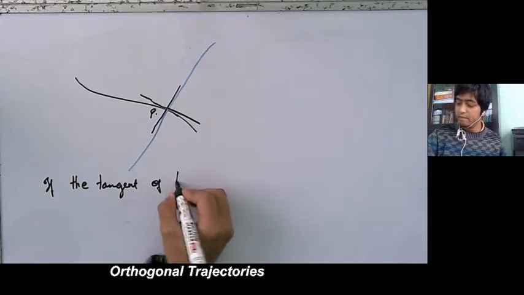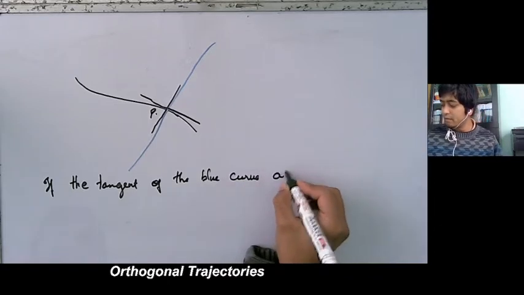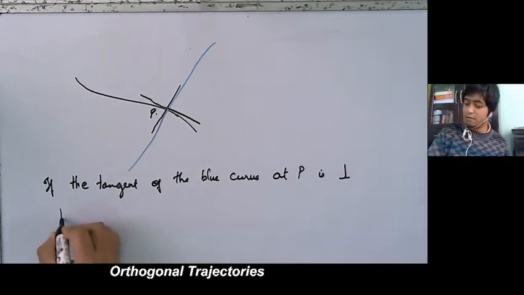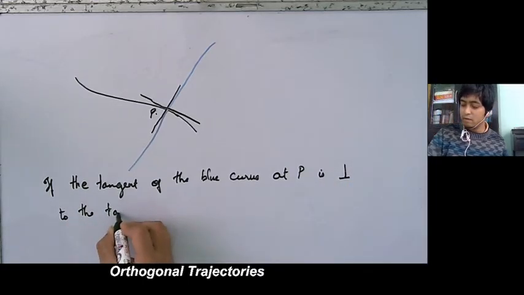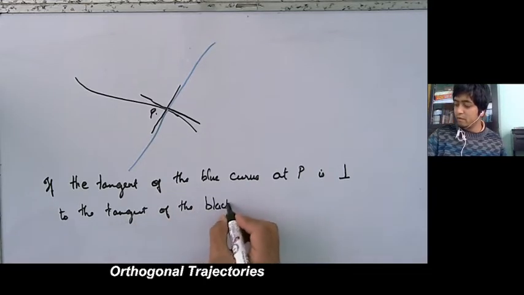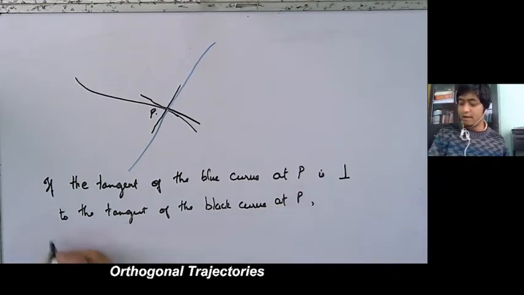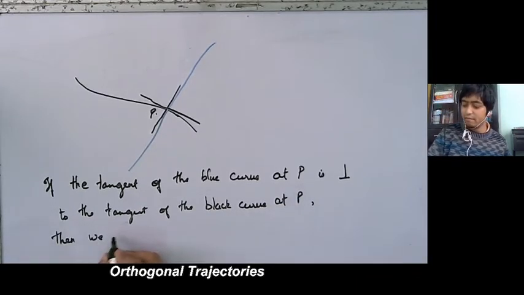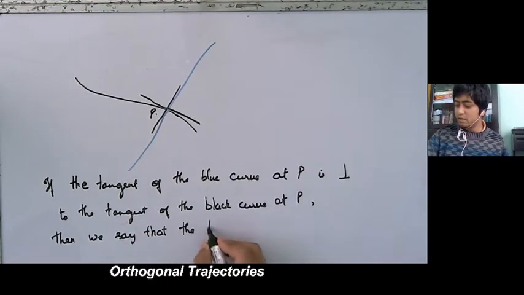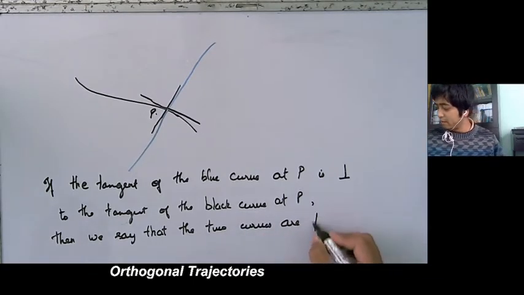of the blue curve at P is perpendicular to the tangent of the black curve at P, then we say that the two curves are perpendicular.